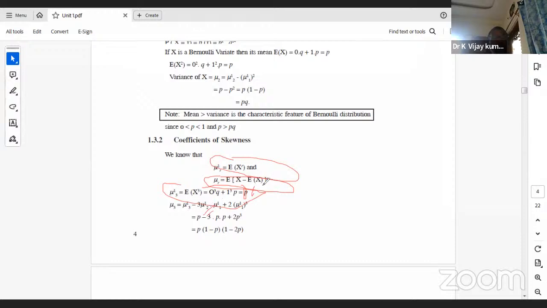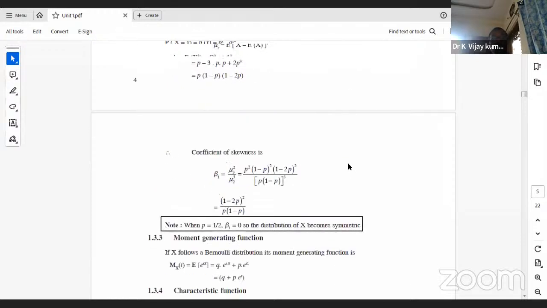Then 3 into mu2 dash is equal to also p into p, mu2 dash mu1 dash, and that is mu1 dash whole cube is equal to also p cube. So that is p cube we are writing here. Therefore we are simplifying that p is a common, taking here p into 1 minus p and 1 minus 2p. After the simplification we are writing the coefficient of skewness.